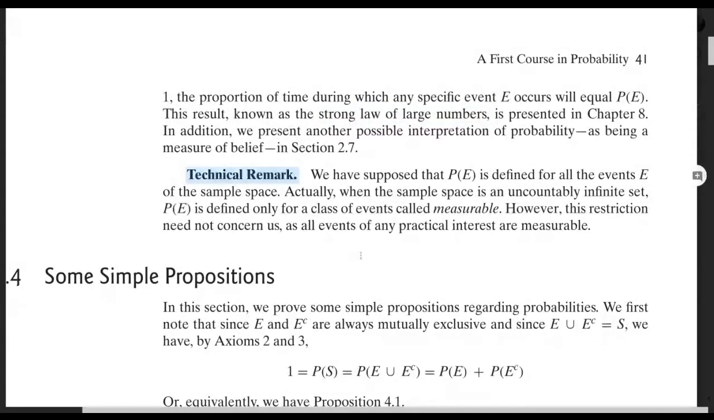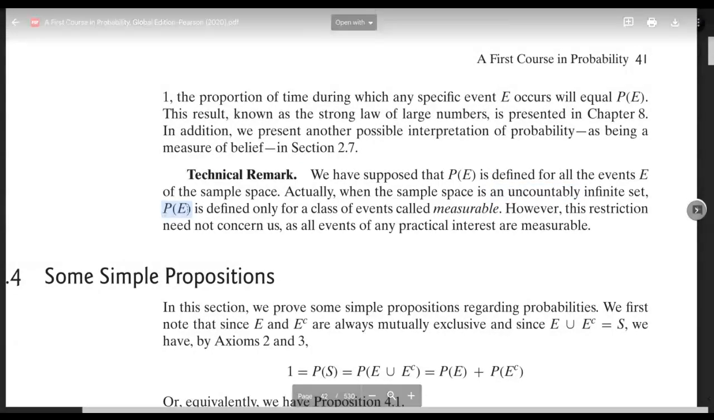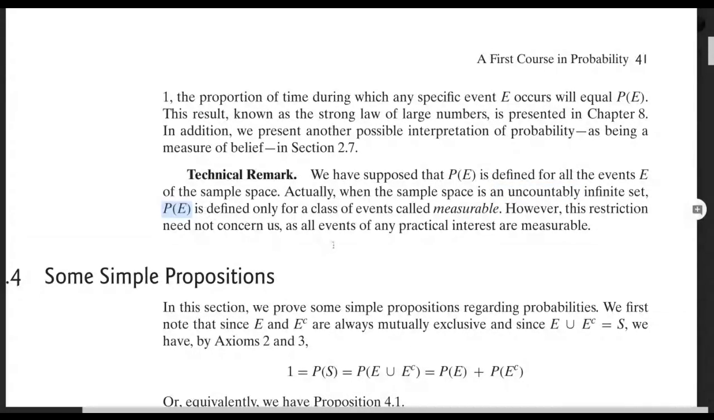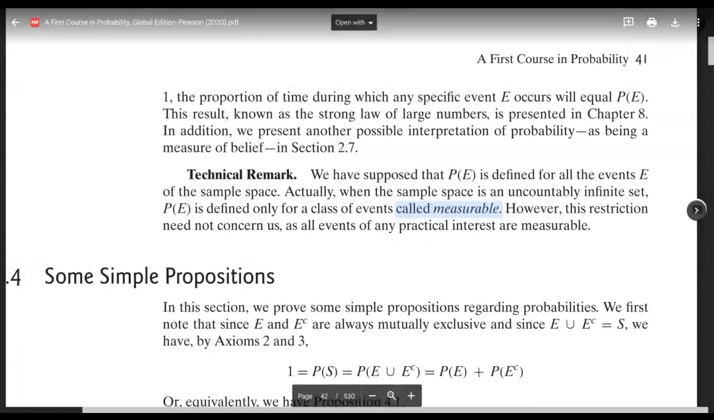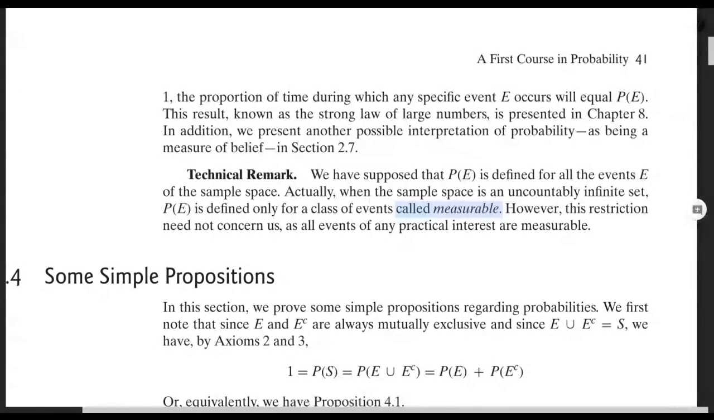Technical remark. We have supposed that P of E, or the probability of event E, is defined for all the events E of the sample space. Actually, when the sample space is an uncountably infinite set, the probability of E is defined only for a class of events called measurable. All right, measurable sets. That's something we don't have to worry about. However, this restriction need not concern us. Yeah, that's a higher level of probability to concern, whether it's measurable or not.